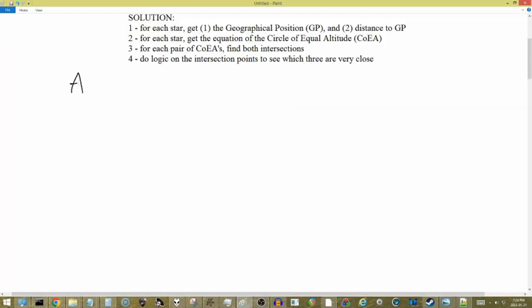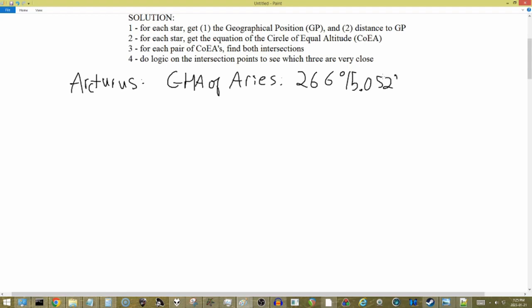So for Arcturus, the GHA of Aries at that time is 266 degrees and 15.052 arc minutes. And then we've got to get the SHA of Arcturus at that time as well.